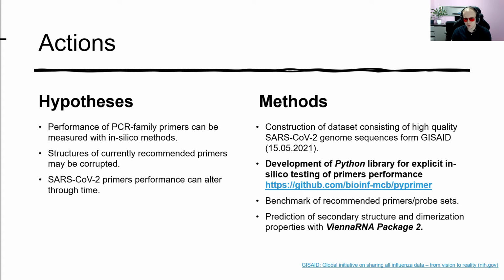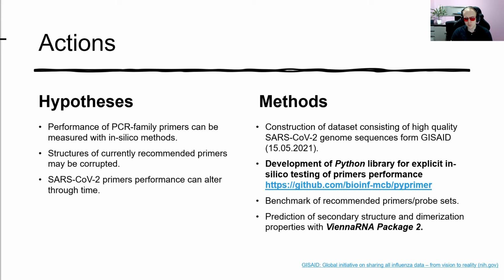evolution of this virus. We constructed a dataset consisting of high-quality SARS-CoV-2 genomes from GISAID repository, applied quality filters discarding sequences with more than 5% of ambiguous nucleotides, and genomes that were incomplete. Then we developed a Python library directly for the task of benchmark of qPCR primer probe sets, and performed the benchmark twice with two policies: no mismatch allowed and up to 3 mismatches allowed.